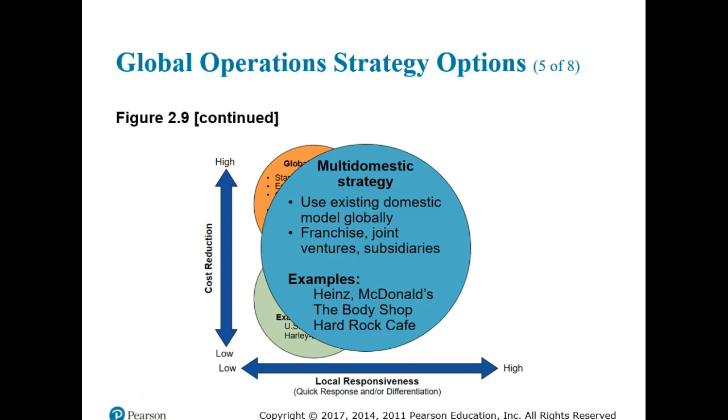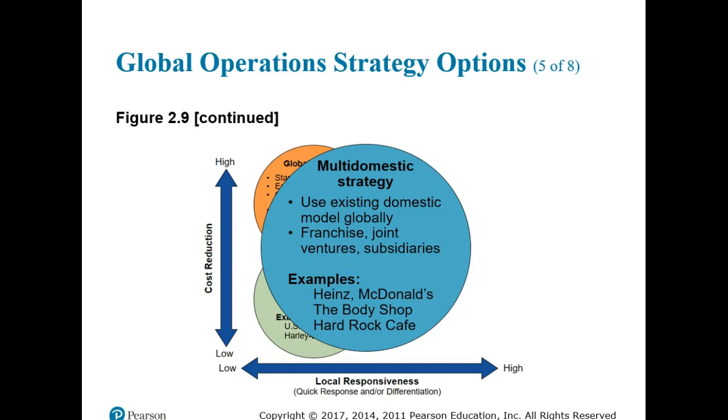So many food producers, such as Heinz, use a multi-domestic strategy to accommodate local tastes, because global integration of the production process is not critical. The concept is consistent with the mindset of: we are a successful company in the home market, so let's export the management talent and processes, not necessarily the product, to accommodate another market.